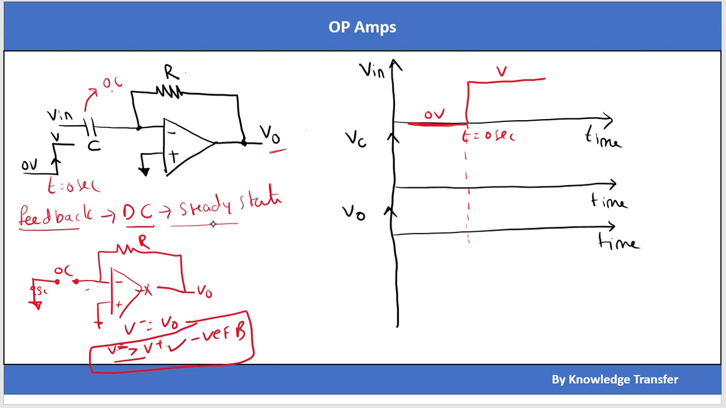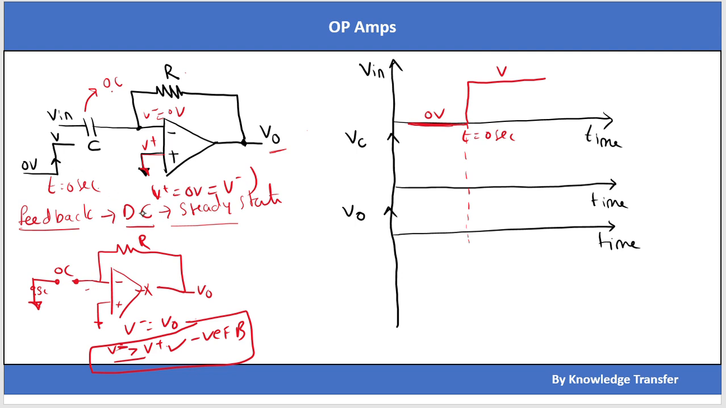Now let's analyze what the output voltage is. We know that in a negative feedback system, there is the inverting terminal input and the non-inverting terminal input, so this is V minus, this is V plus. V minus and V plus should be the same. Because V plus is always shorted to ground, V plus equals 0 volt equals V minus. That means V minus equals 0 volt.